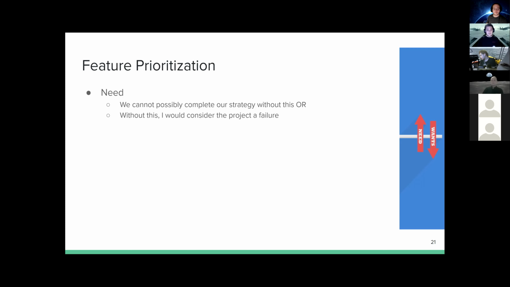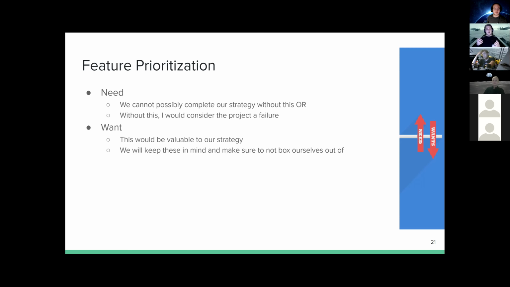Then you have your want category. These are the things that would be valuable for you to do, that you think might be reasonable for you to do, you think would benefit it, maybe a mechanism that would, or a task that if you did it would make your system more reliable, or get closer to the target, or something like that.